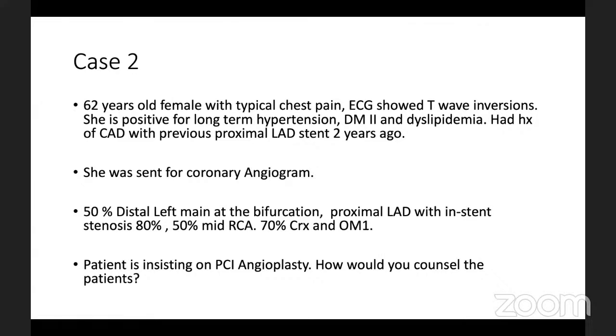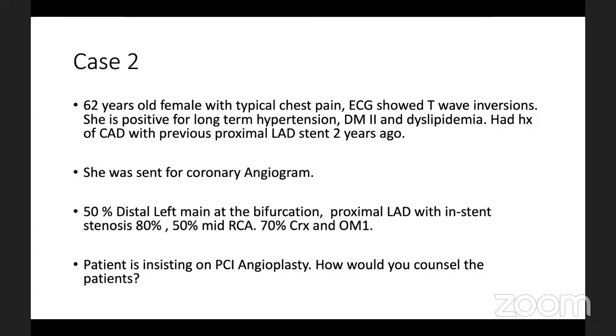So the scenario is a 62 years old female with typical chest pain. The ECG showed the T wave is inverted and she is positive for long-term hypertension. She is diabetic mellitus type 2 and dyslipidemia. She had a history of CAD with previous proximal LAD stent 2 years ago. So she was sent for coronary angiogram, and the angiogram showed 50% distal left main at the bifurcation, and she had a proximal LAD in-stent stenosis of 80% and 50% mid RCA, 70% circ, and the OM1. So the patient is insisting on PCI angioplasty. How would you counsel the patient?